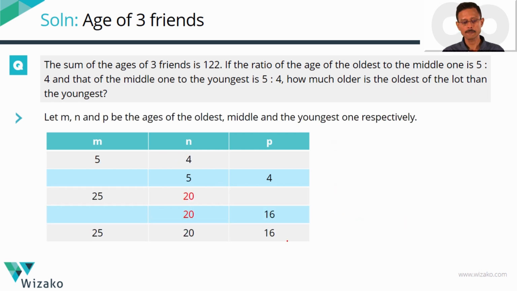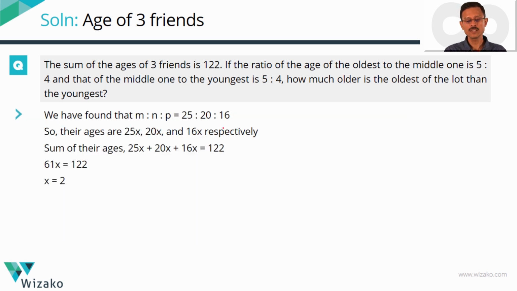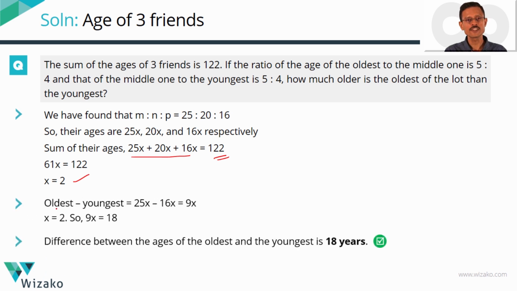Capture it in a printed form here. We equated this by finding out the LCM. So the equivalent ratio is 25:20 and 20:16. So got m is to n is to p as 25:20:16. Part 2, let's equate this to 122. Sum of their ages is equal to 122. 61x is 122 or x is equal to 2. What we need to find out is the difference between the age of the oldest to the youngest, which is 9x. Because x is equal to 2, the answer is equal to 18.